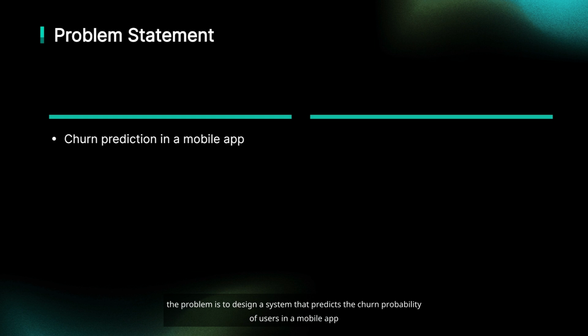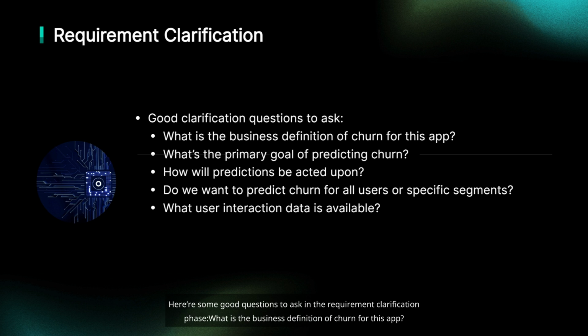The problem is to design a system that predicts the churn probability of users in a mobile app. Here are some good questions to ask in the requirement clarification phase.